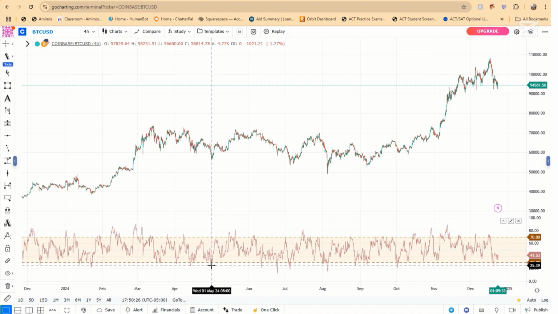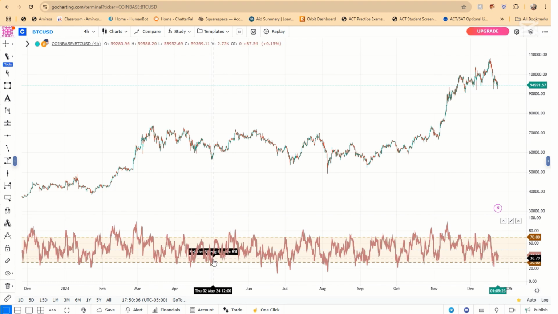And you can't just trade off of one indicator. It's not safe. It's not smart to do that. So that's why we're going to go over quite a few of them today. But here you have this one.